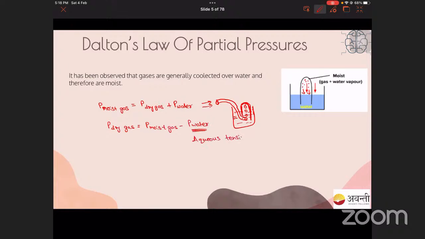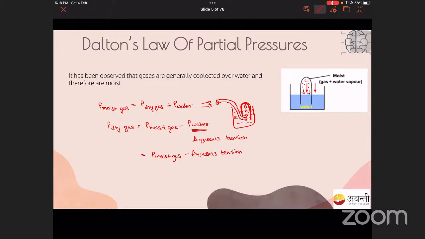Now, this pressure of water, we will be calling it aqueous tension. Okay. Just remember, whenever they give you aqueous tension or something, just try to see whether they are asking for the moist gas pressure or the dry gas pressure. Based on that, you need to see. If they are asking for moist gas pressure, it is pressure of gas plus pressure of water. If they are asking only for dry gas, that means you need to remove the moisture pressure from the moist gas. Clear, everyone? Moist gas minus aqueous tension. Simple concept, nothing more.